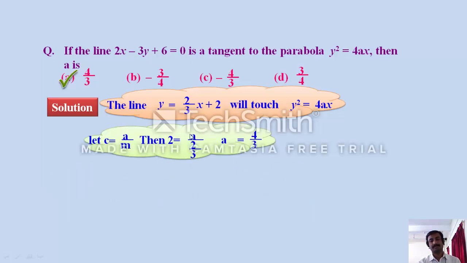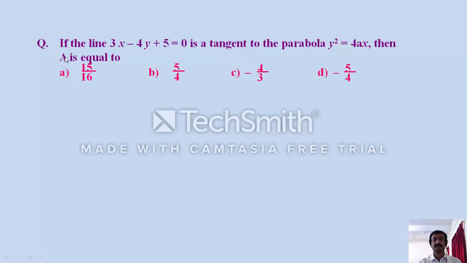The condition is c equal to a by m. Substitute the values of c and m, and you get the value of a. It is a very easy problem. Next problem: if the line 3x minus 4y plus 5 equal to 0 is a tangent to the parabola y square equal to 4ax, then a is equal to what? They are interested in the value of a. It is a small letter a here, though it appears as a capital letter A.